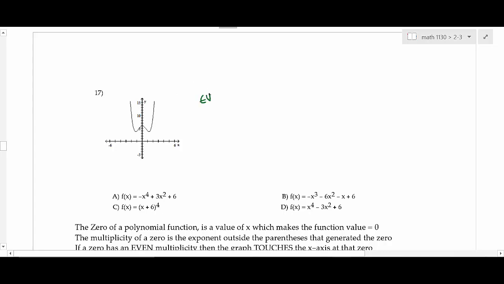Okay, this one would be an even degree. Leading coefficient would be positive. Y-intercept looks like that is 6. So let's see, which one's that? Probably D. Yeah, it's got to be D.